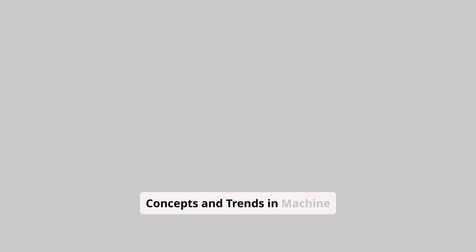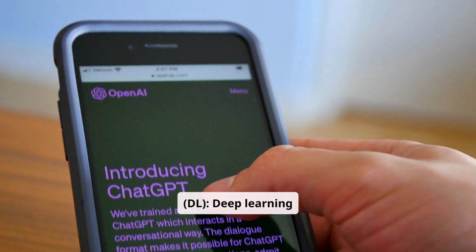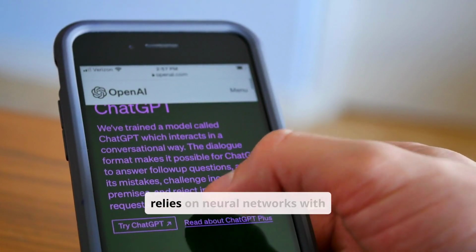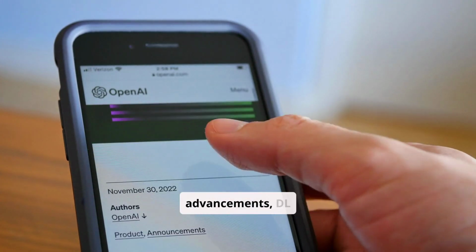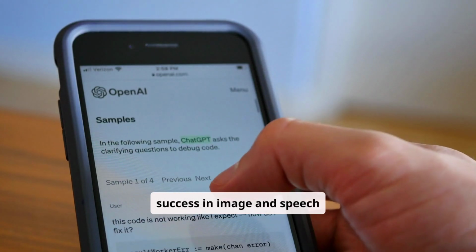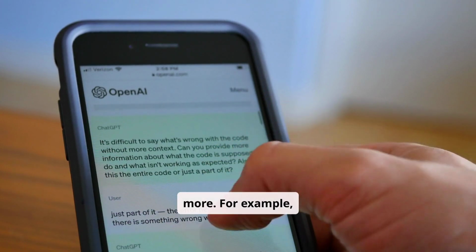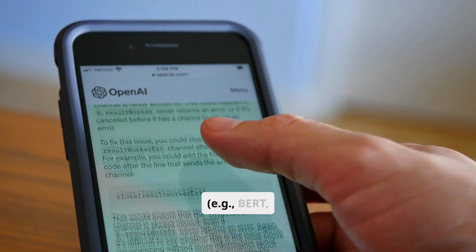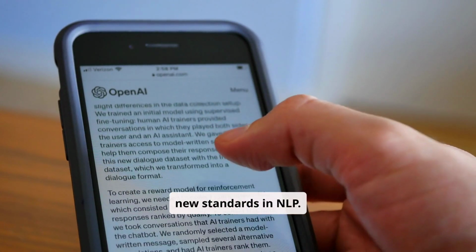5. Advanced concepts and trends in machine learning. Deep learning, DL. Deep learning is a subset of ML that relies on neural networks with many layers. With computational power and data advancements, DL models have achieved remarkable success in image and speech recognition, natural language processing, and more. For example, transformer architectures, for example, BERT, GPT, have set new standards in NLP.